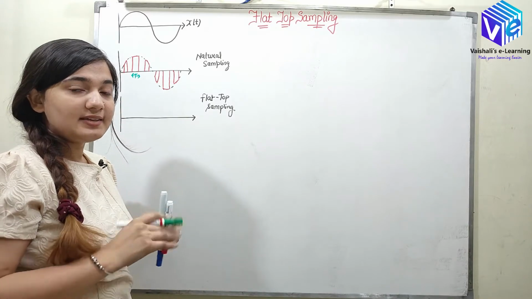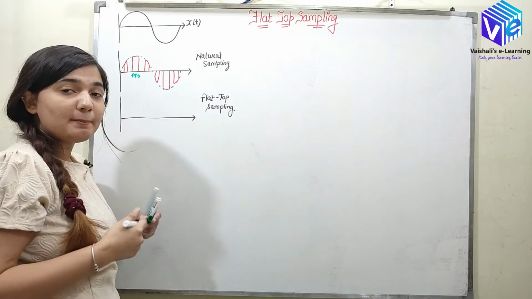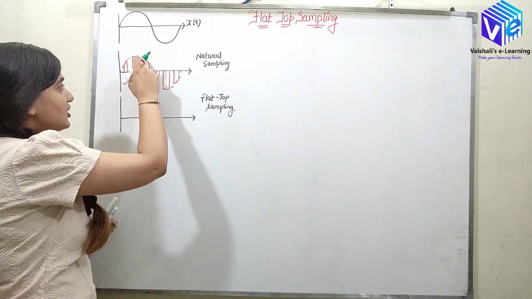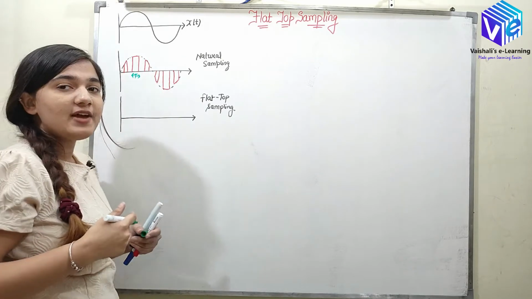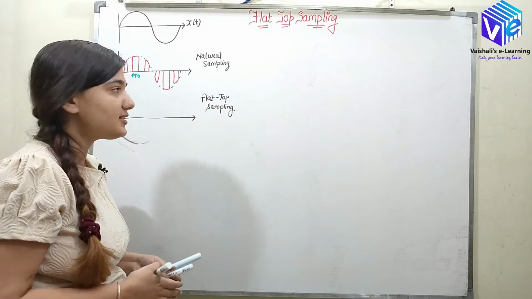So if I need to do the power calculation, it would be very difficult because of the changing amplitude of every pulse. This was the limitation of natural sampling.